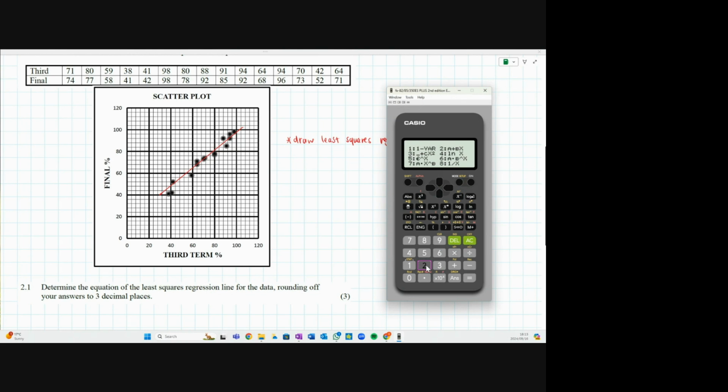We're again in stats. However, now when we choose our options, we're not going to go into the mean and standard deviation and all of that. We want to select option 2, which is A plus BX. This allows for bivariate data. So that's why there's an X and a Y. Bivariate, bi, two, variate, variables. There's two variables. There's the third term exams, the trial exams, and the final exams. We've got two sets of data. So we need to fill all of this in.